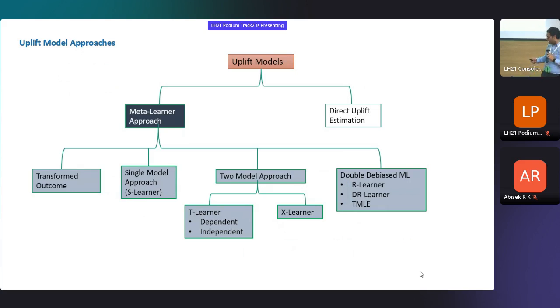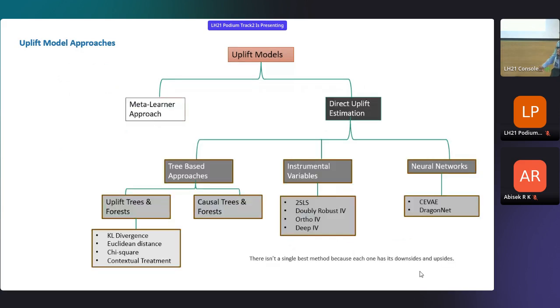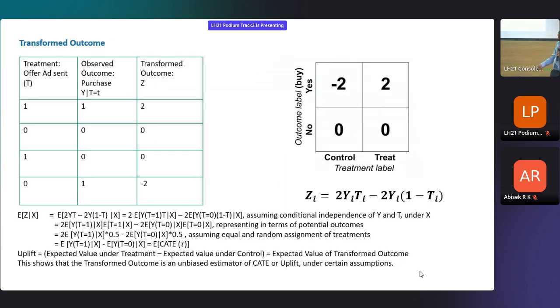Right. So now there are a lot of different techniques of how we can achieve this. Broadly, two classes: one is the meta learner approaches, and then the direct uplift estimation. In the meta learner, again, multiple different approaches: transformed outcome, single model, two model approaches, and the double debiased ML. And then in the direct uplift, again, we have tree based approaches, instrumental variables, and deep learning based techniques.